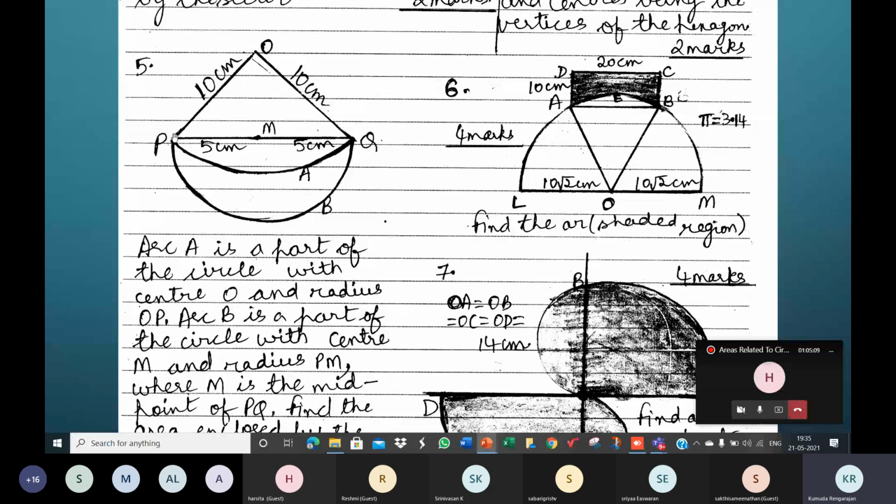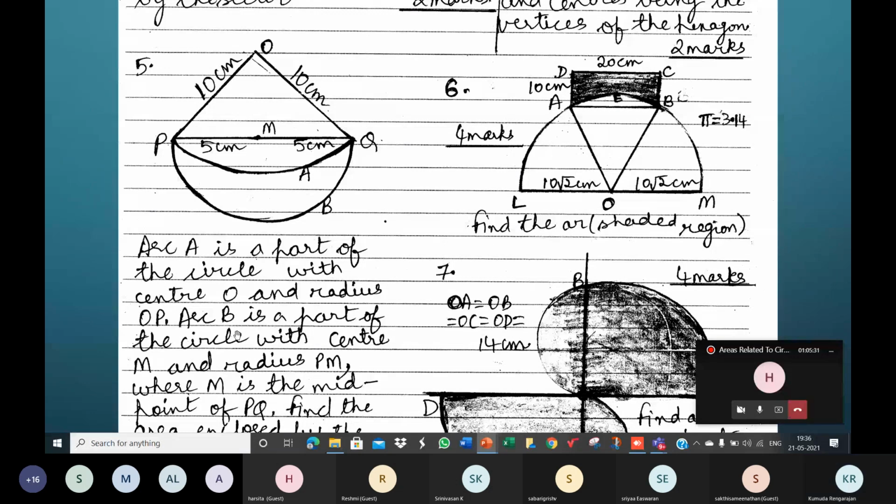All right. So what is this, children? What is this figure OPQ? Sector. It's a sector. Correct. OPQ is a sector. It's bounded by 2 radii and an arc.